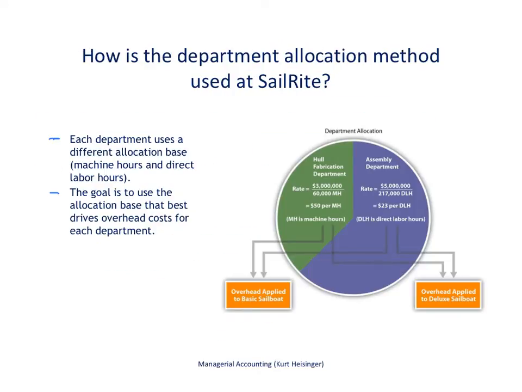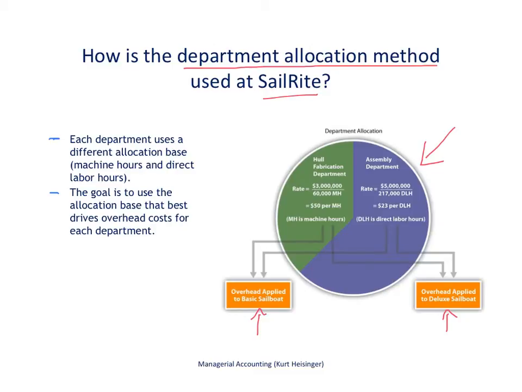There's a lot of information in this slide that we'll go through in a fair amount of detail. What we're looking at here is an example of using the department allocation method for Sailrite to allocate overhead to the two products that Sailrite produces, the two different sailboats, the basic sailboat and the deluxe sailboat. This pie chart still represents, as it did before with the plant-wide approach, $8 million in overhead that has to be allocated.